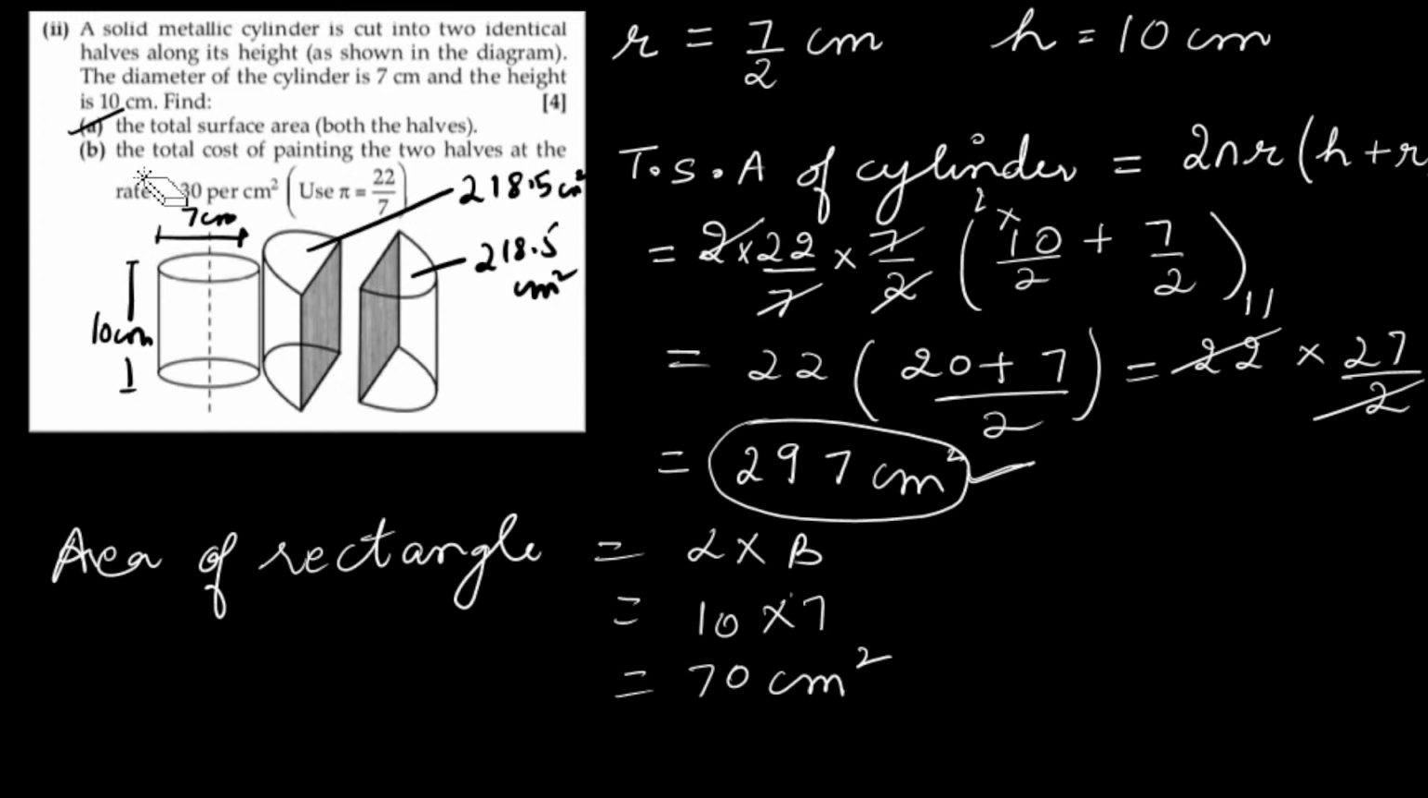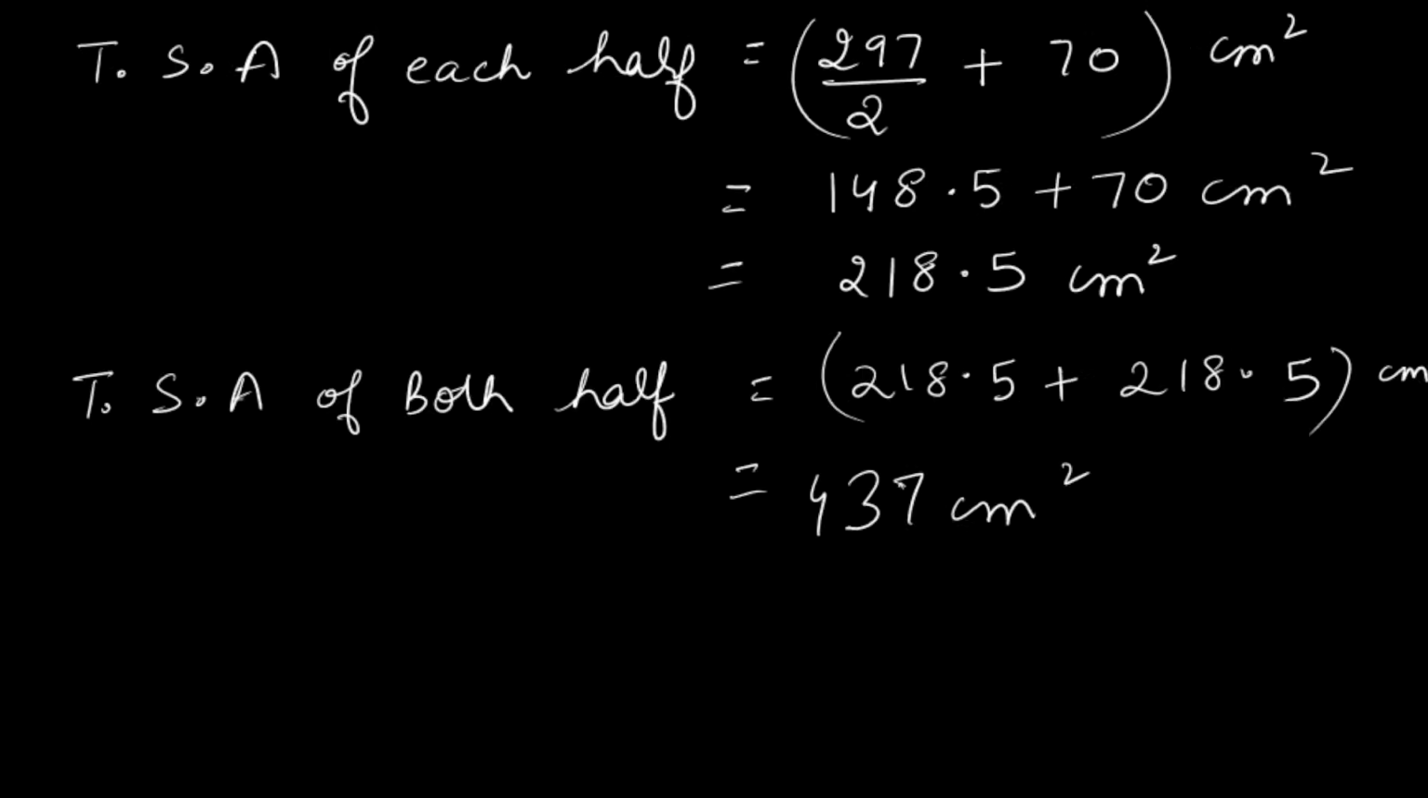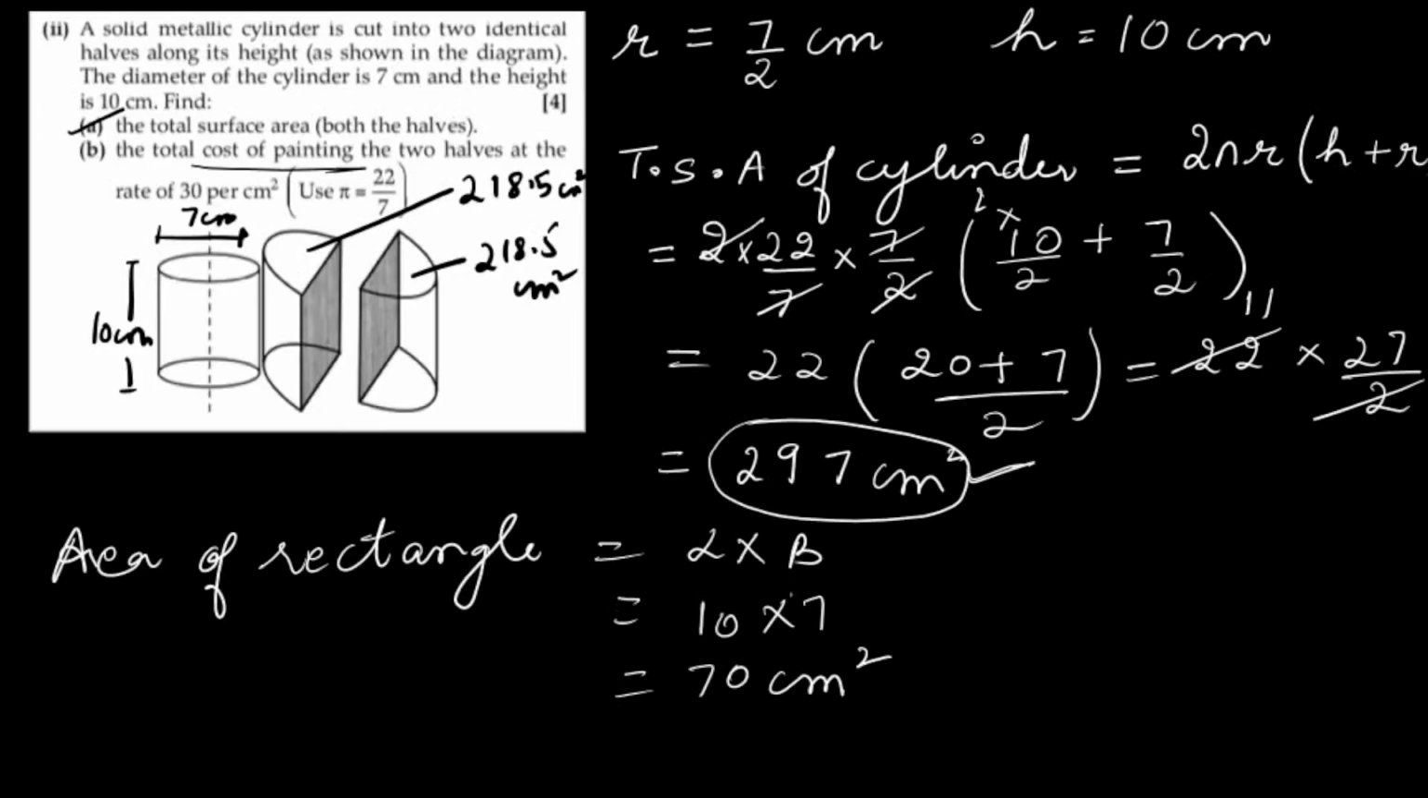Now, what do we have to do? So part 1 is done. Let's do the B part now. The total cost of painting the two halves at the rate of 30 per centimeter square. So the cost of painting per centimeter square is given to us, and we have to find the total cost. It's the same concept. If you know the cost of one pen, you can find the cost of 10 pens. Now you know the cost of 1 centimeter square is given as 30, so you have to find the total cost.